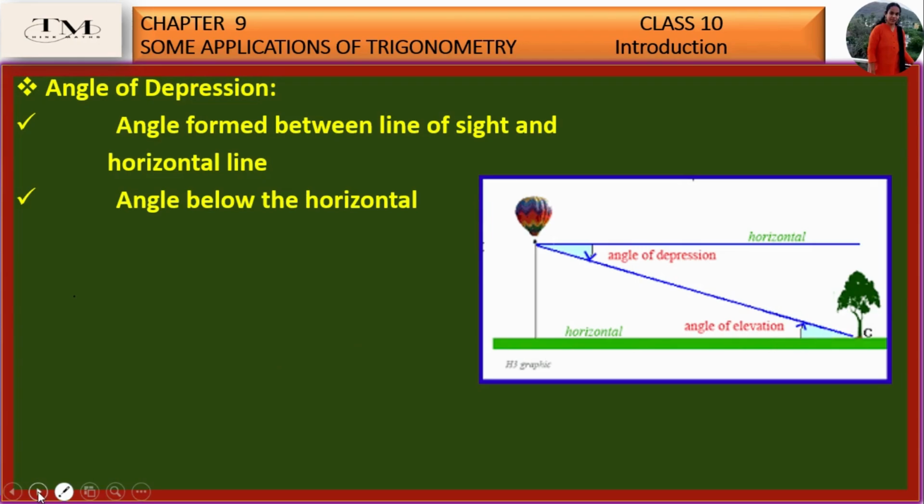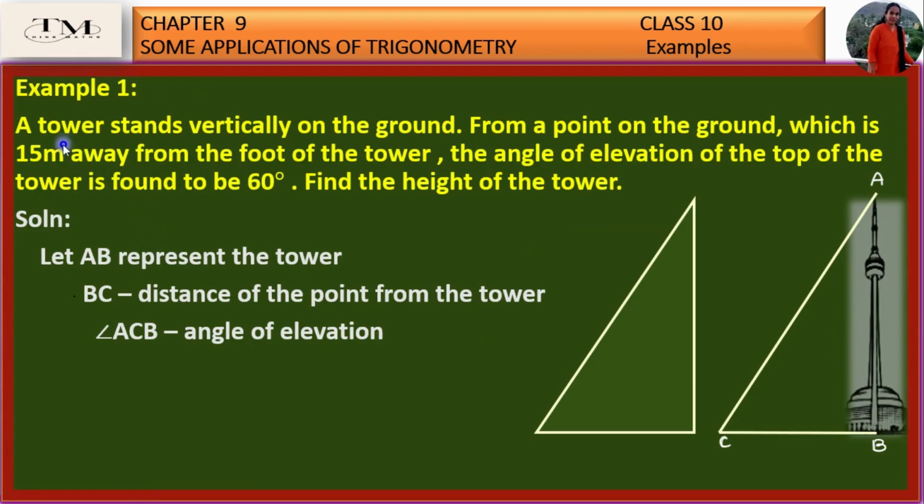So let us get into the example problem. Example 1. A tower stands vertically on the ground. From a point on the ground which is 15 meter away from the foot of the tower, the angle of elevation of the top of the tower is found to be 60 degree. Find the height of the tower.